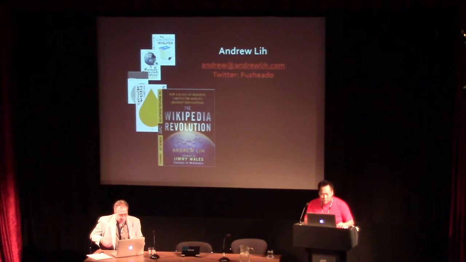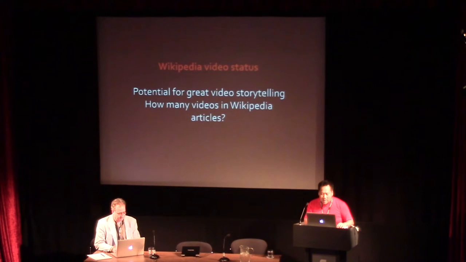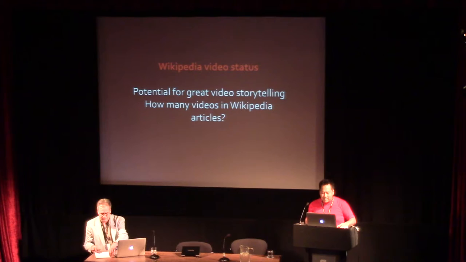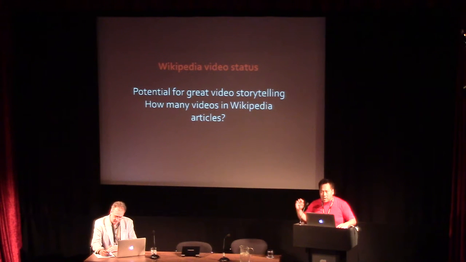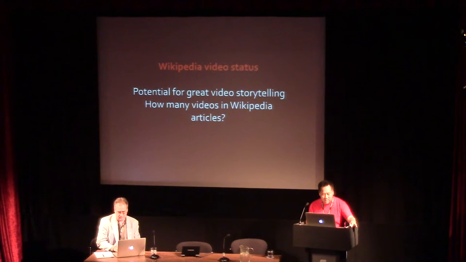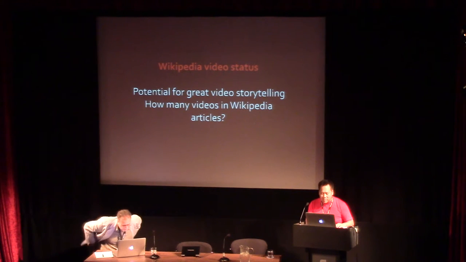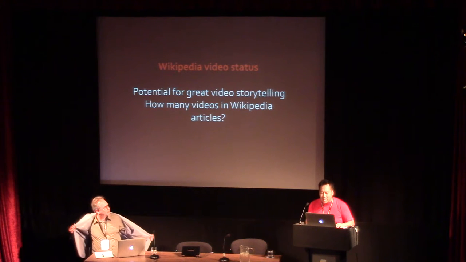If you don't know, I wrote a book about Wikipedia called The Wikipedia Revolution, and now I am mainly doing video training of journalists specifically for online collaboration, and certainly Wikipedia is one of the biggest and most interesting places where this could happen. So my work this next year is basically looking at Wikipedia as a potential for great video storytelling, but how many videos in Wikipedia actually have articles?